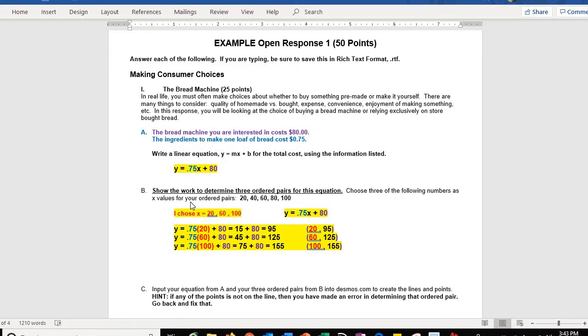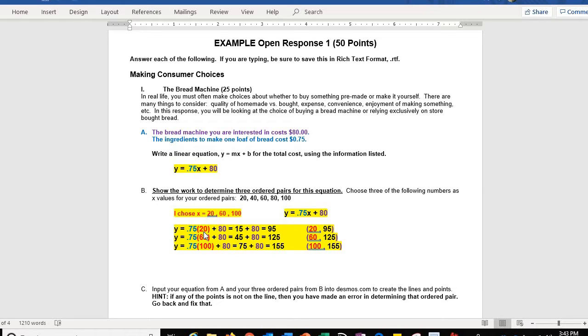Now, when you get to 1B, you're going to take that equation that you just had. There it is. I give you a list of 5 numbers and I tell you to choose any 3. I chose 20, 60, and 100. And what I did was show the work to determine the ordered pairs for those 3 values for x. So I just plugged 20, 60, and 100 in for x into that equation and just did the math.